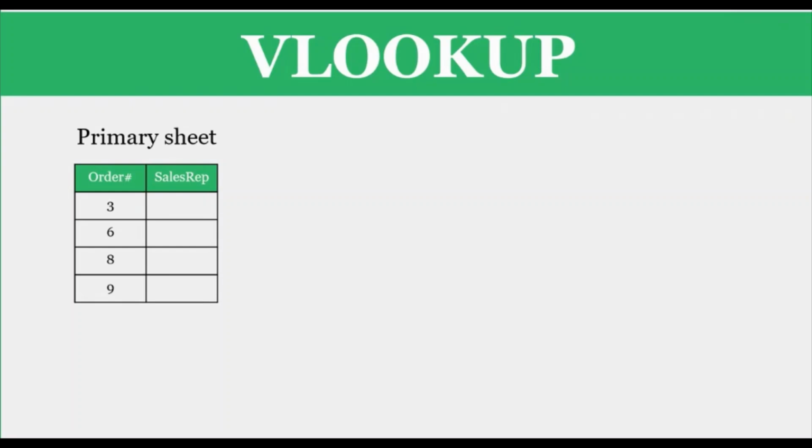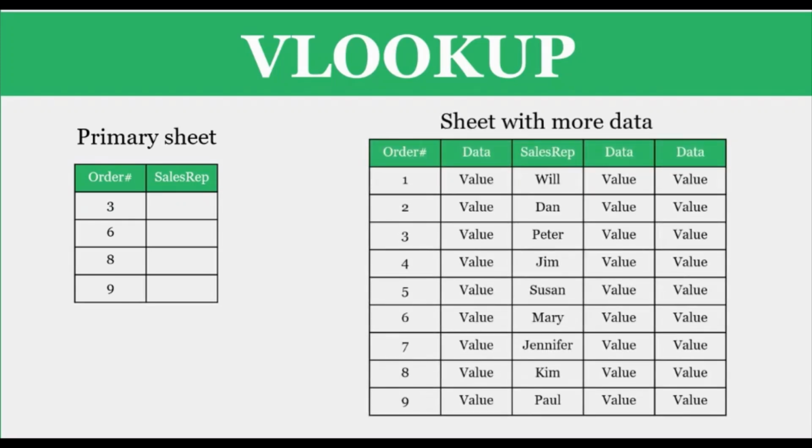Imagine you have a small primary sheet. This sheet contains a column with some orders. You need to find the sales reps belonging to each order. This information already exists, but in a different and huge spreadsheet. That means you need to look for the data in the other sheet and then return the information from a cell in the same row to the original sheet.